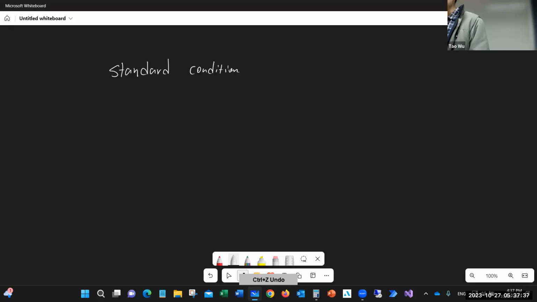Okay, so the next part we're going to talk about is called the standard enthalpy of formation. You will see this a lot. Just to let you know, some people call it the standard condition of thermochemistry. Standard condition in thermochemistry.